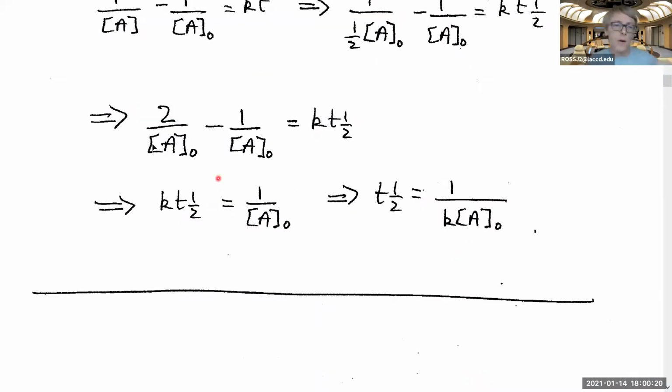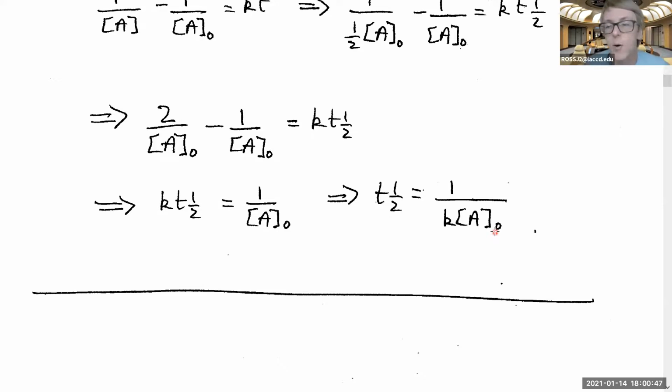And then we've got 2 somethings minus 1 something. Well, that just gives me 1 something. So 2 over A0 minus 1 over A0 is just 1 over A0, and that equals k t a half. And we can isolate t a half to give us 1 over k A at time t equals 0.